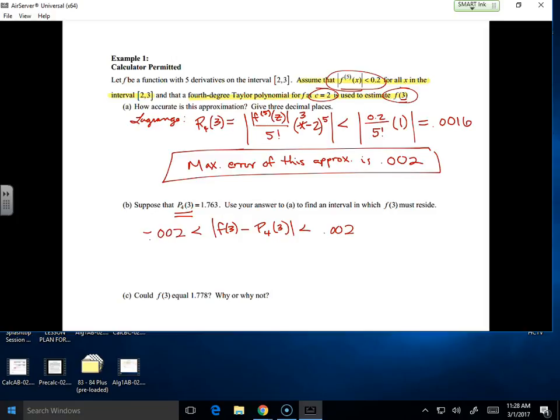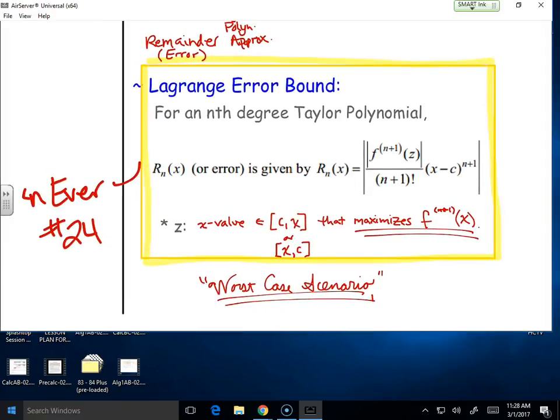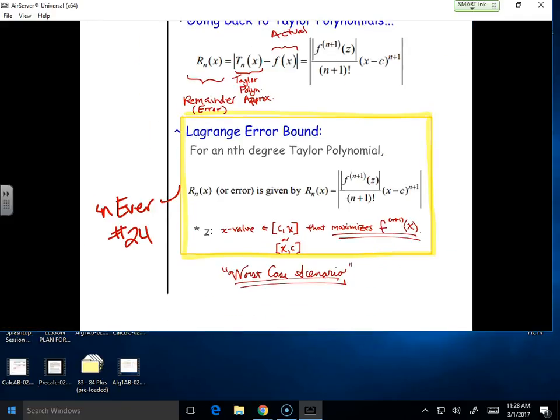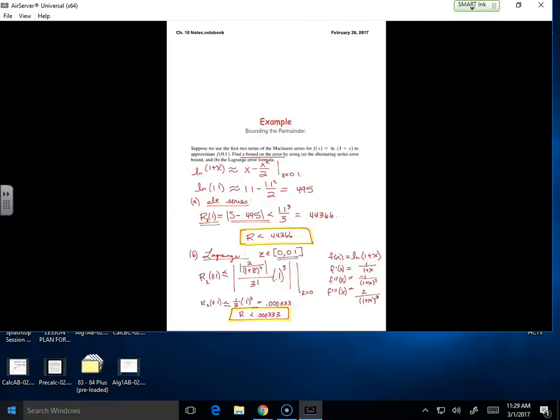Why can't we do the alternating series version now? No, we're not. We're saying that the error or the remainder is the actual minus the Taylor, from our part above. The remainder is the actual minus the Taylor, or the Taylor minus the actual. Either way, it's absolute value. The order doesn't matter. Right?